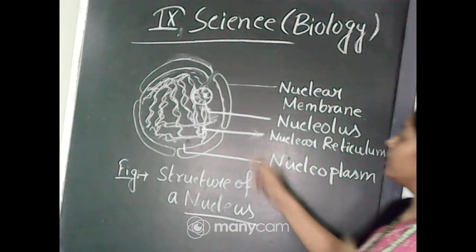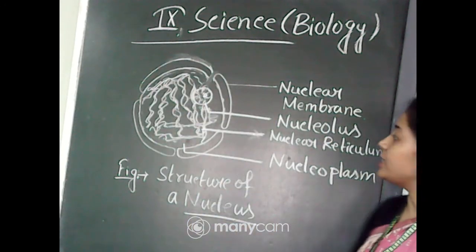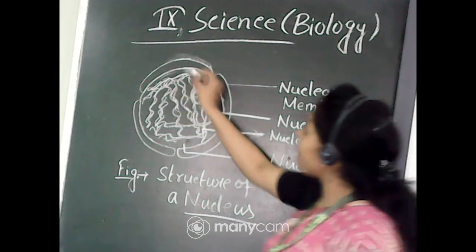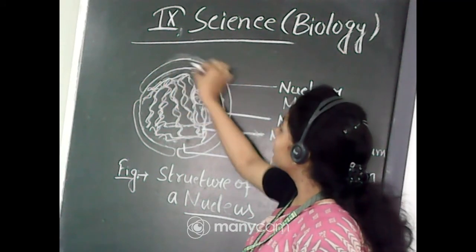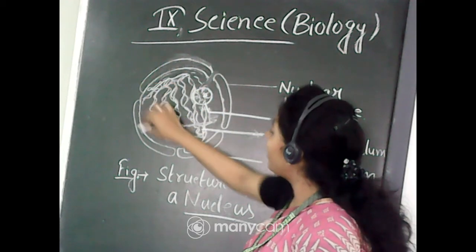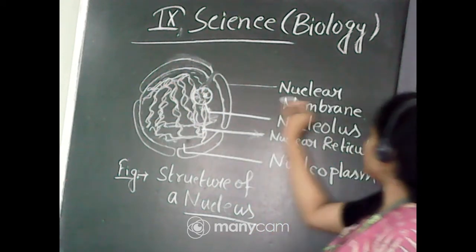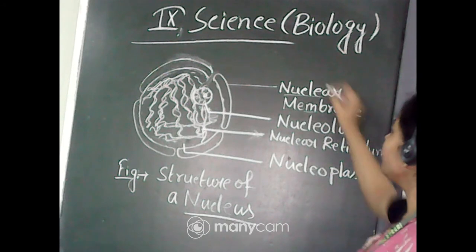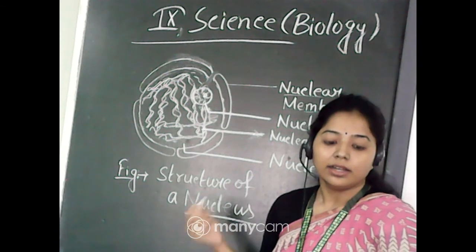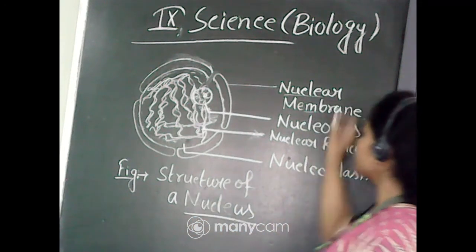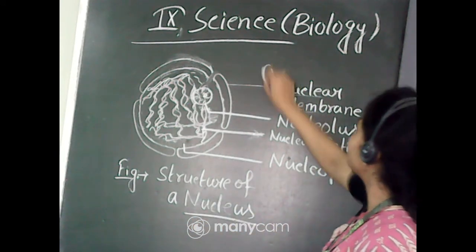First of all, this is the nucleus. You can see this nucleus has a 2 membrane structure, meaning the membrane is bilayered. So that is known as the nuclear membrane. They have 2 layers of nuclear membrane. So this is the first part of the nucleus.